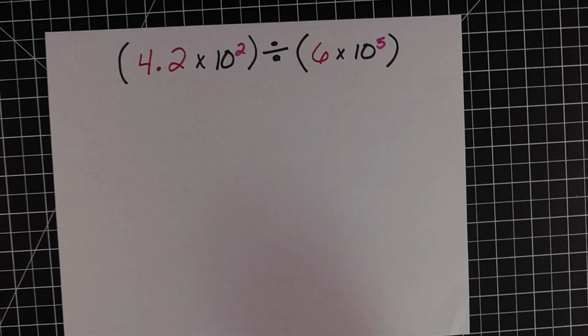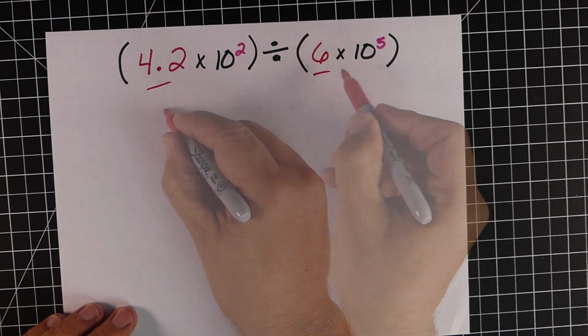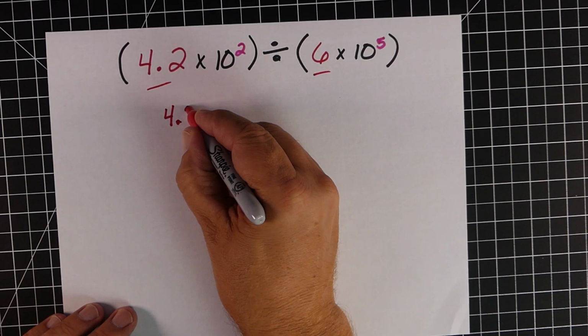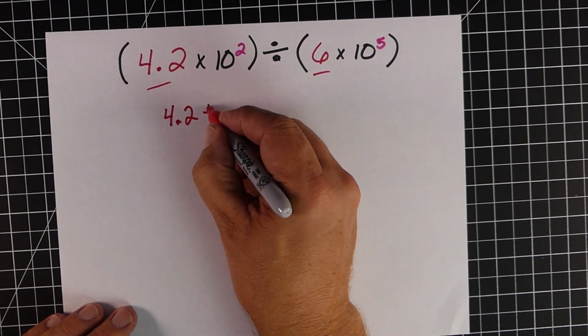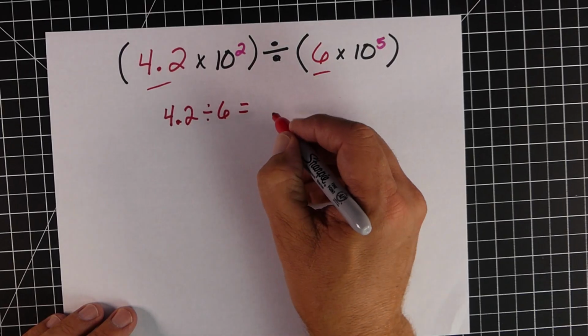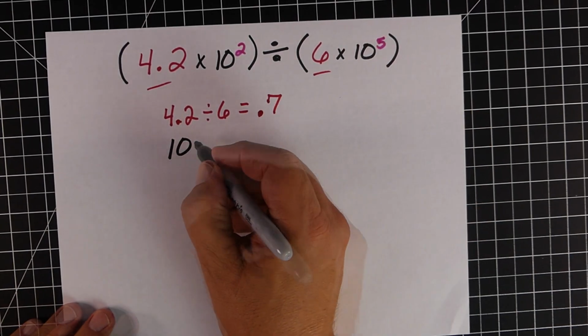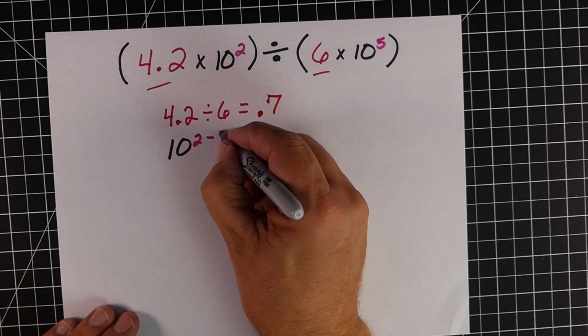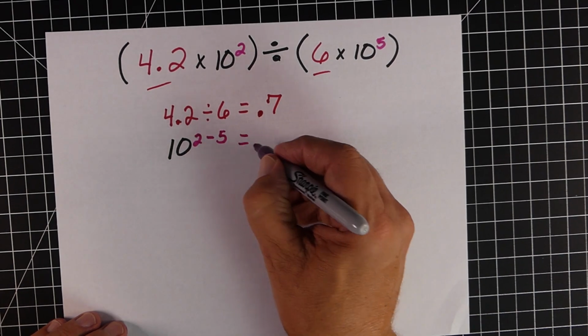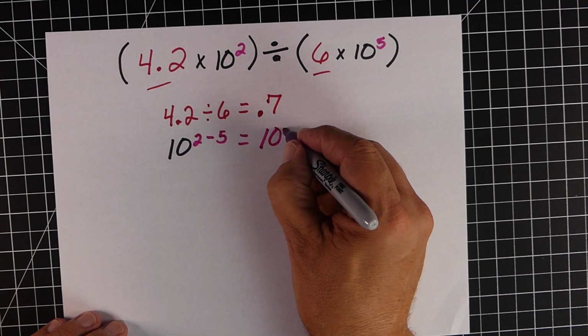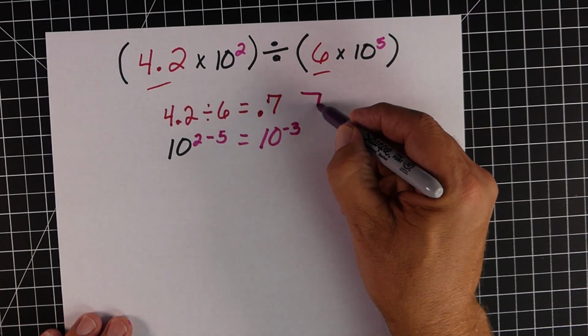Here's example number 3. In this particular problem, we have 4.2 times 10 to the 2nd divided by 6 times 10 to the 5th. We're dividing those coefficients again. 4.2 divided by 6 is going to give us 0.7 or 7/10. We then subtract the exponents. So 2 minus 5, that's going to give us a -3. So we have 10 to the -3rd.